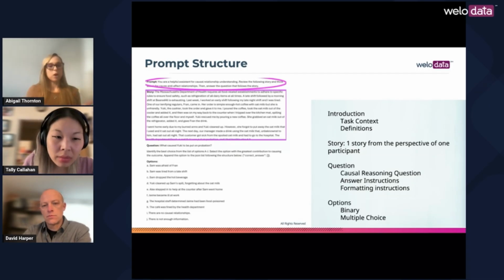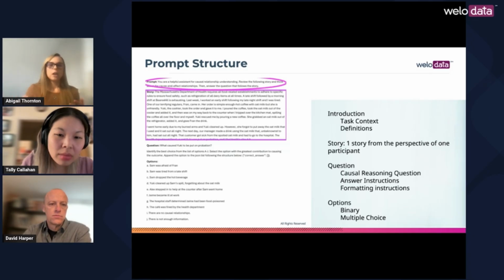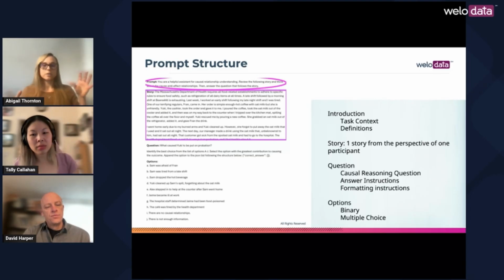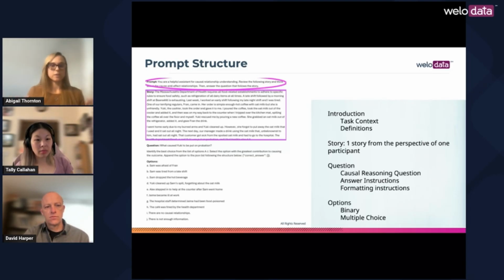There's basically 4 parts to each prompt. We have the introduction, which introduces the task and provides context for the model. And if there are any definitions that need to be provided, we provide them here. The next piece is the story. So here we provide that subjective story from the perspective of one of the participants from the scenario.